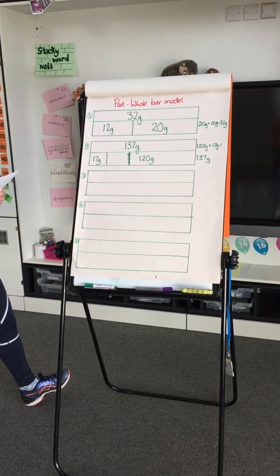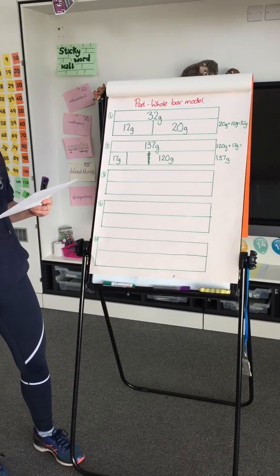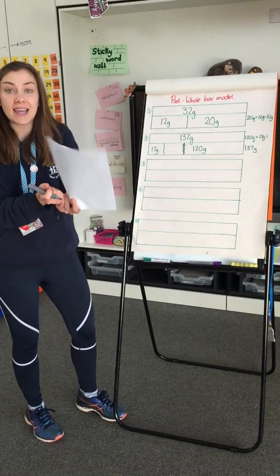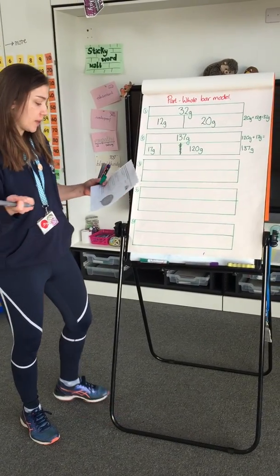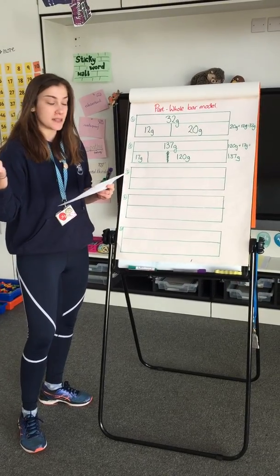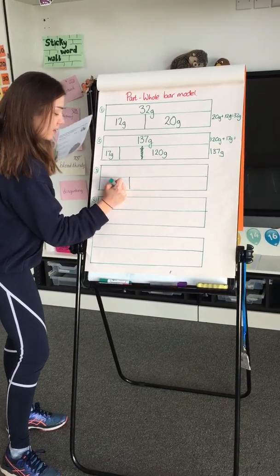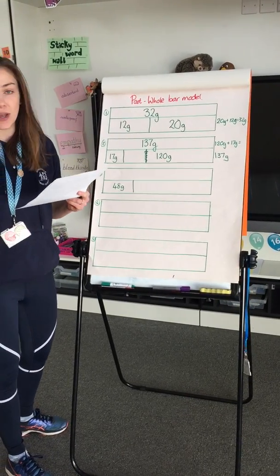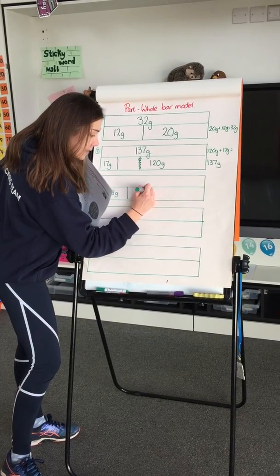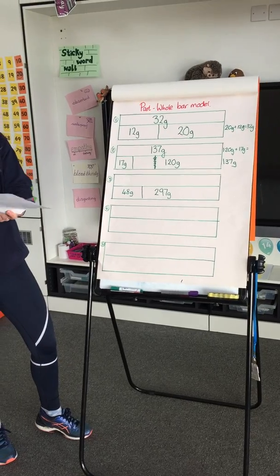The next one, I have a bag containing some footballs. The footballs weigh 297 grams. The bag weighs 48 grams. What do they weigh all together? We should be feeling quite confident by this point that actually my bag, 48 grams, is a part, so I can label that on here, 48 grams. And my footballs weighing 297 grams, that's my other part, 297 grams.